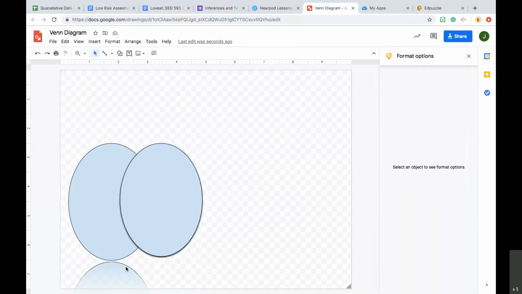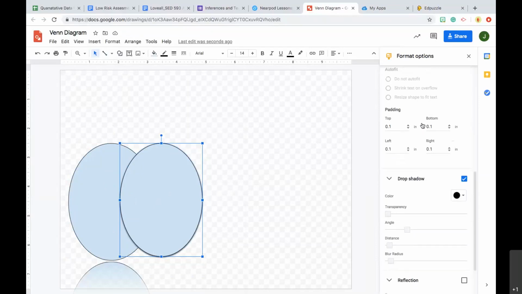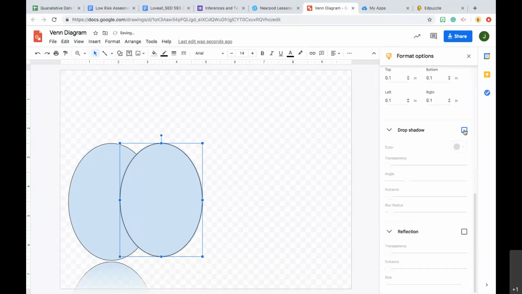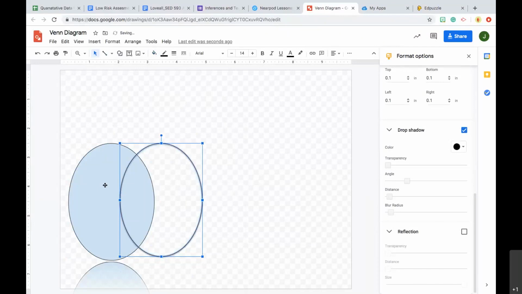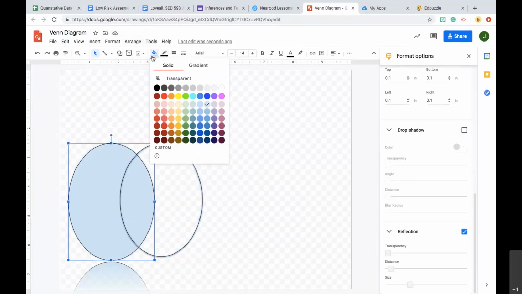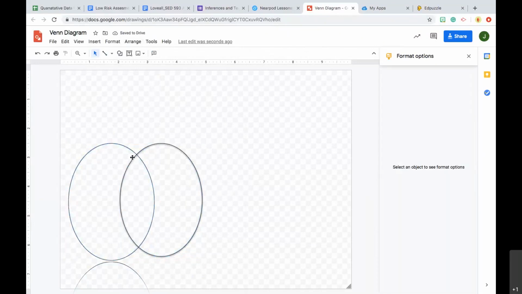This is why it may sometimes be easier to go in and just draw your circles, but let's see, we're going to fill color. We're going to make it transparent. There we go. So when I go into my fill color, which is that little tool that looks like a paint can spilling, if you hit transparent, it will make it look like they're connected here in the center, and that's where you put your similarities.